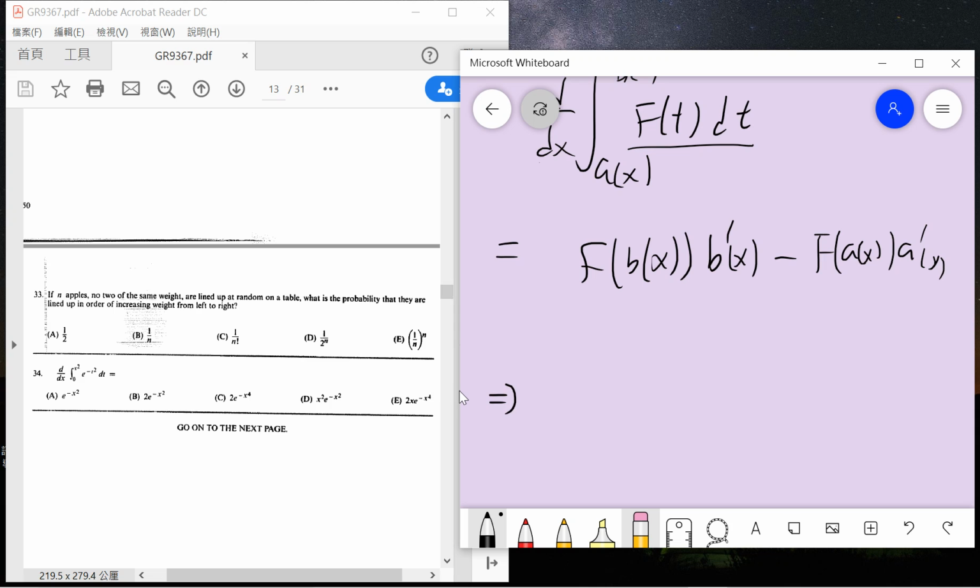So this is exponential minus x to the first times 2x. And the derivative of 0 is 0, so this is the answer. The answer is E.